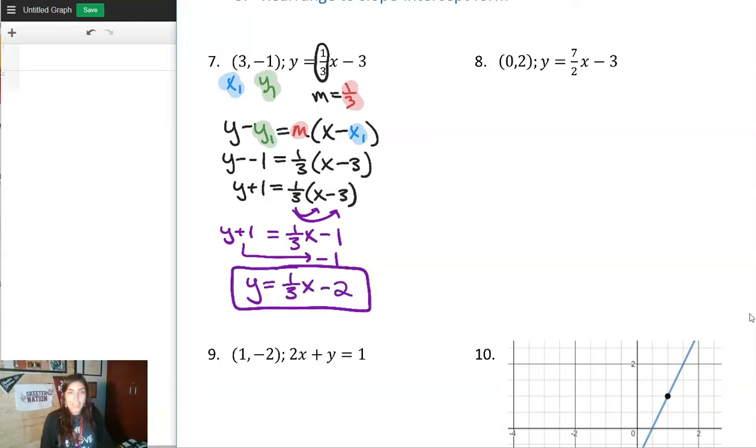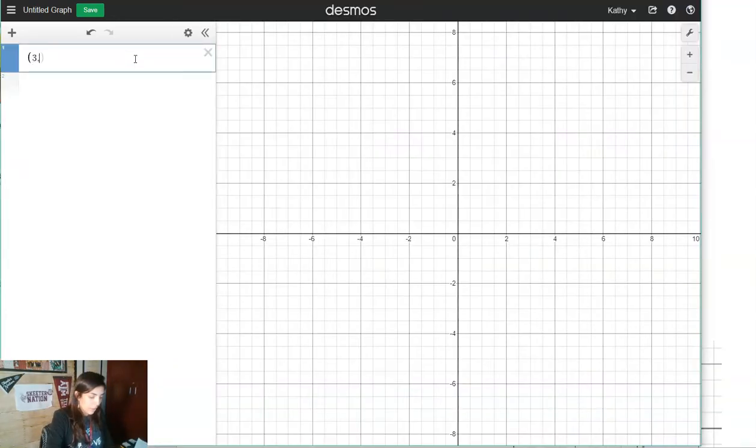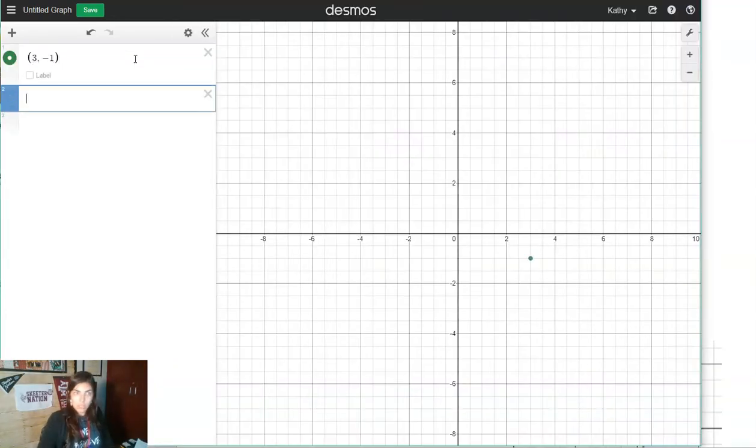And voila. Here's what I think the equation will be, if I write it in Desmos, of the line that is parallel to this one and goes through this point. So let's just make sure we're right. We type everything into Desmos. Here's the coordinate point we wanted, 3, -1. I'm going to let it be labeled so you can see it.